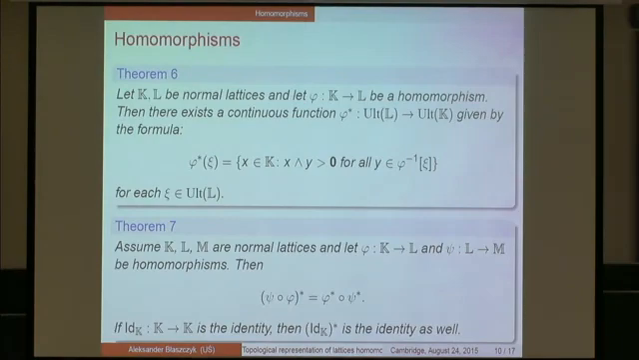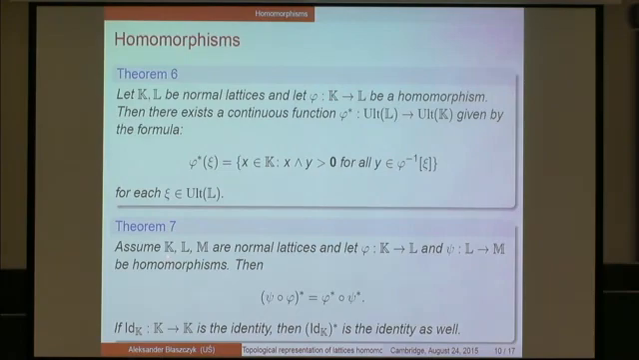One can show that if we have normal lattices, normality was described earlier, and we have a homomorphism between those lattices, then there exists a continuous function from the space of ultrafilters of L into the space of all ultrafilters of K, given by the following formula for each ultrafilter, of course. This formula is so good that we have just a functor.